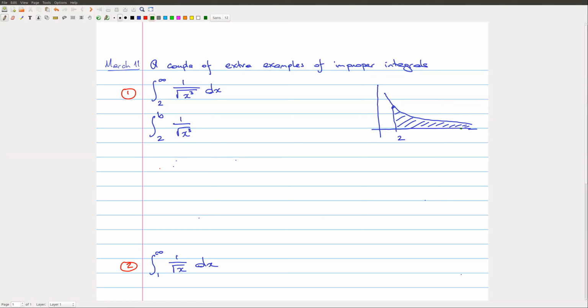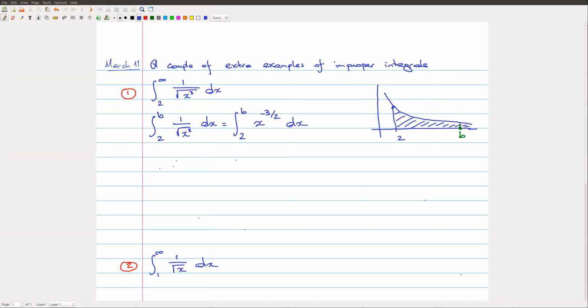point off to the right of 2, but some fixed point off to the right of 2, or some specific point off to the right of 2. Okay, so take that integral, dx. This is the integral from 2 to b. 1 over x cubed is 1 over x to the 3 over 2, so it's x to the power minus 3 over 2. And just think about that as an ordinary definite integral problem.